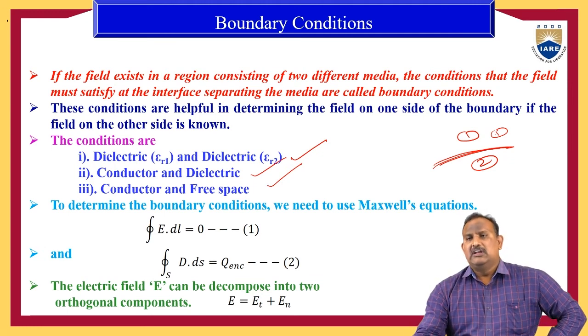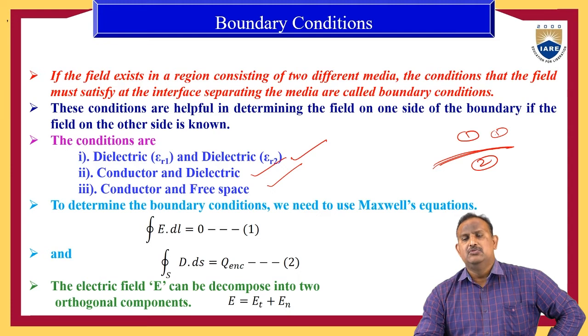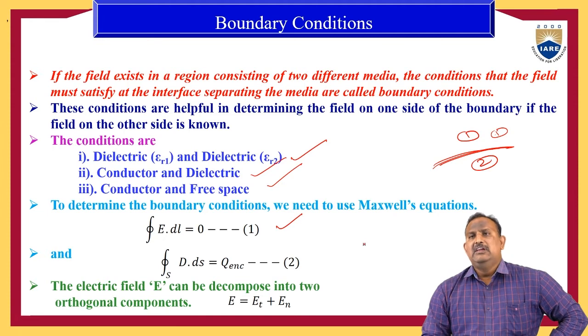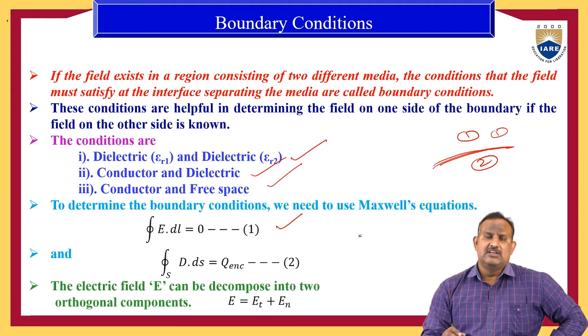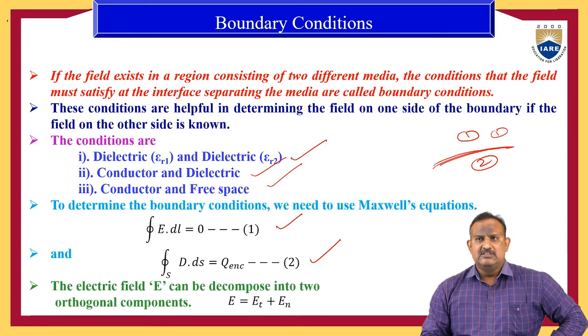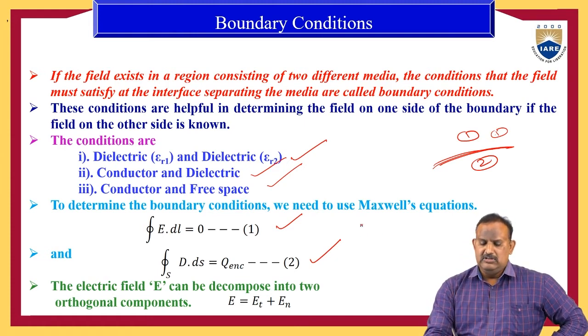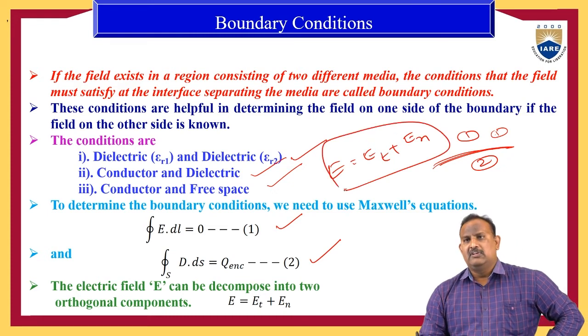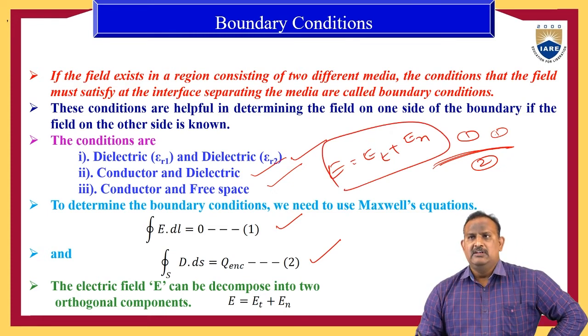To determine the boundary conditions, we need to use two Maxwell equations. The first one is the line integral of E·dl equal to 0. The second one is the surface integral of D·dS equal to Q enclosed, which is also known as Gauss law. By using these two conditions, we can find the boundary conditions for the three types. The electric field E can be decomposed into two components, a tangential component and a normal component, E equals Et plus En.